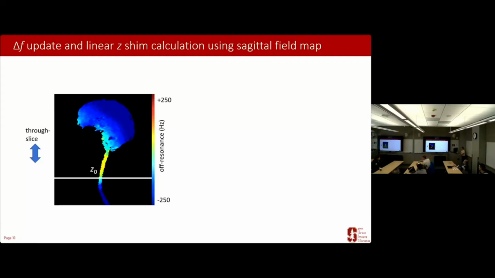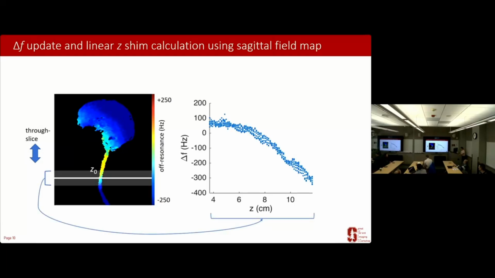So far, we haven't calculated the linear Z shims yet because we need to use a sagittal field map with higher resolution in the Z dimension. For each slice, we plot the off-resonance values around that slice. Here we use a plus and minus 4 centimeter window for plotting. We'll come back to that later.